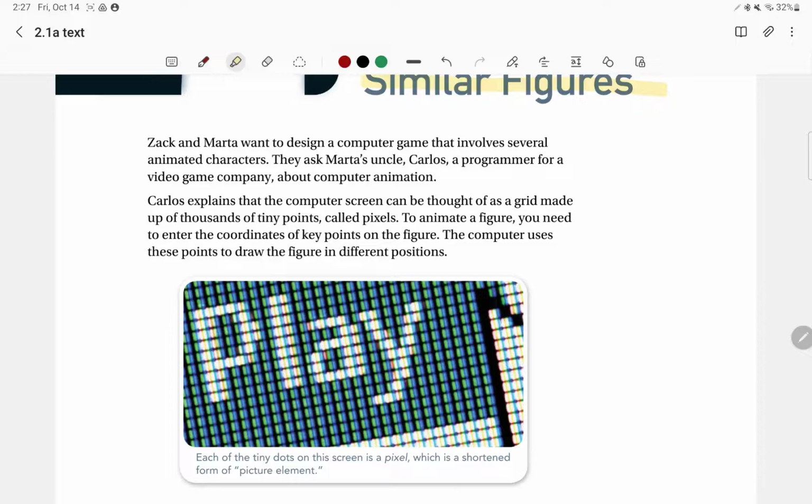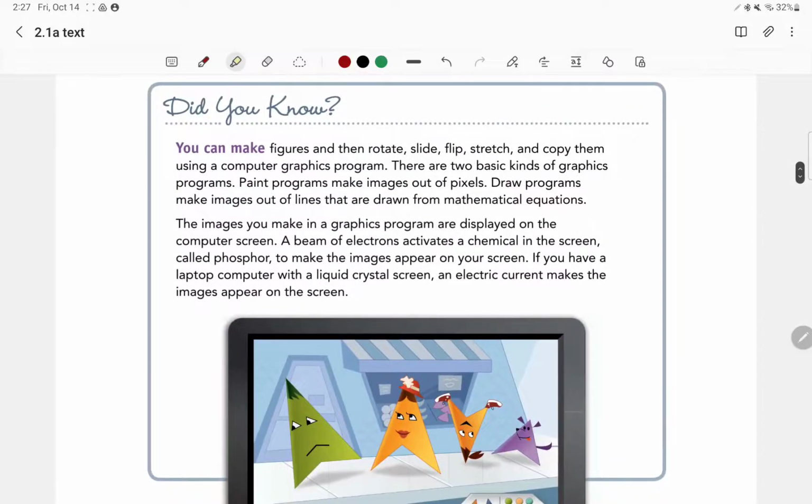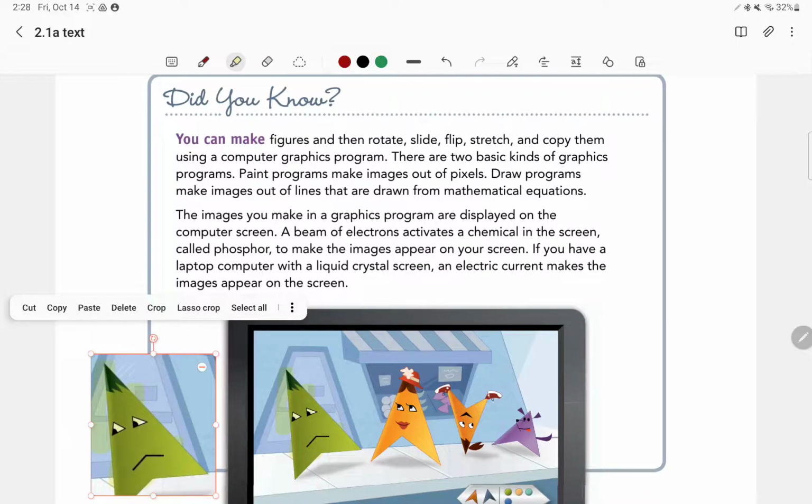This is our big overarching story for this investigation: taking these shapes and enlarging them, reducing them, stretching them, pulling on them on a coordinate grid. So you will definitely need graph paper for this investigation. If we look down here at the "Did you know", you can make these figures on a computer. If you ever used Microsoft Word, you've taken figures like this and made them bigger or smaller.